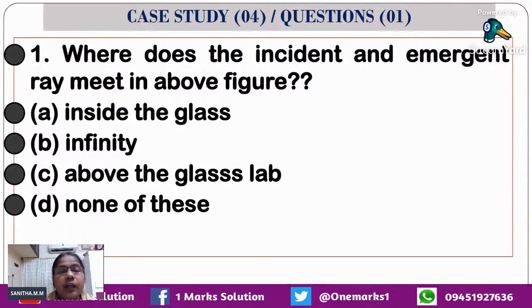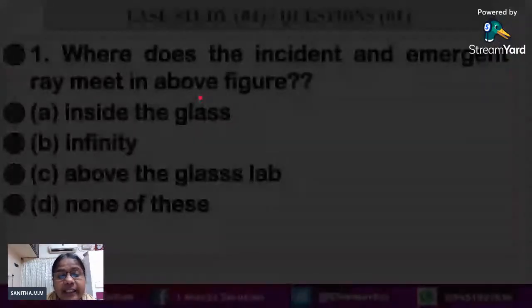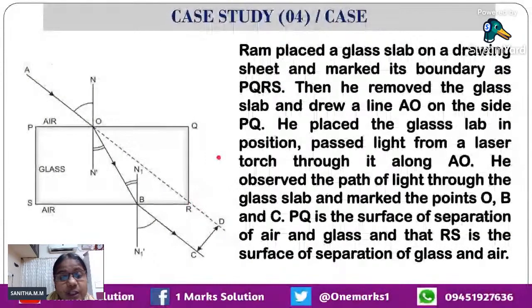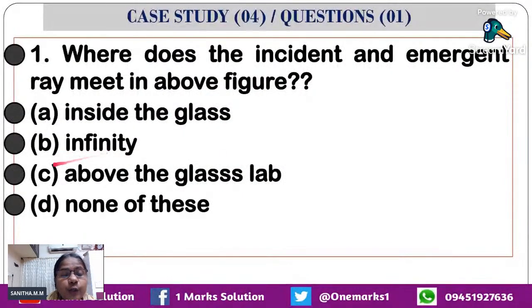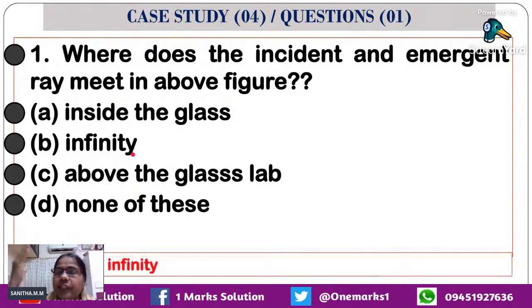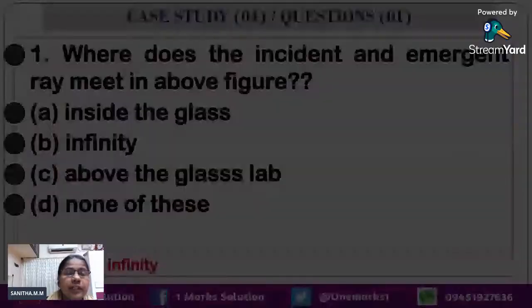First question: where does the incident and emergent ray meet in the above figure? You just see that the two are parallel. So where will they meet? No doubt, not inside the glass, not above the glass slab, none of these. Parallel rays will be meeting at infinity. So the option is B. Let us move on to the second question.